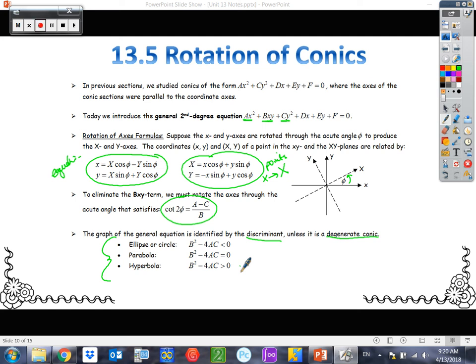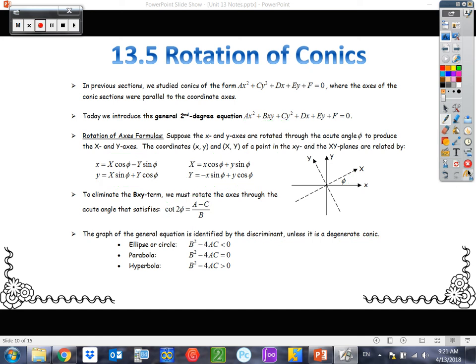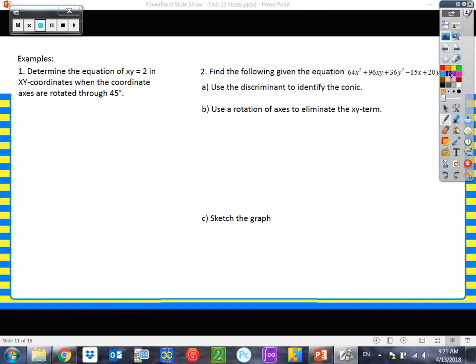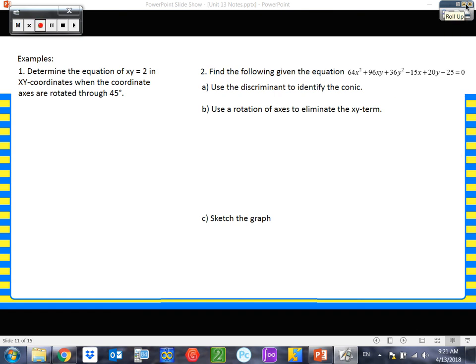All right, let's jump into the examples. Okay, so we're going to ease into it with number 1. Number 1 is actually very kind to us. The equation is very small, just xy equals 2. This is a rotated conic, we can tell because it's got an xy term, a little baby one. We are asked to turn that into big X, big Y coordinates, and they tell us the angle measure we're rotating through.